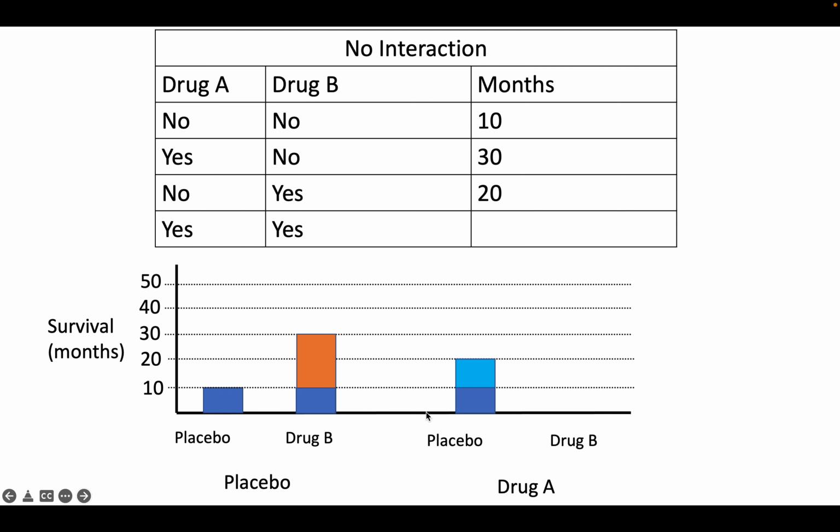Sorry, that should say drug A, and that should say... Oh, wait, actually, no. Yeah, no, I messed up. Yeah, no, that's drug A, and that's the placebo.